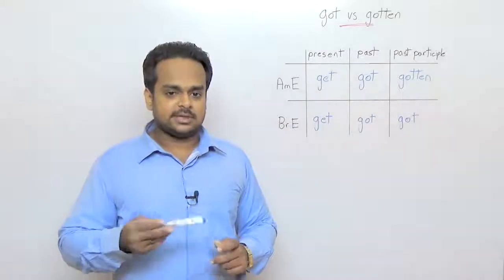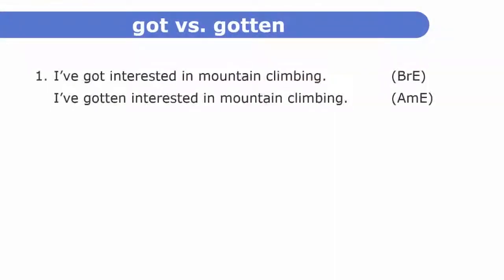Take a look at these examples. I've got interested in mountain climbing. This sentence is in British English. In American English, I've gotten interested in mountain climbing. Now here we're using gotten because this is the past participle of get. The sentence is in the present perfect tense, so we're using gotten.